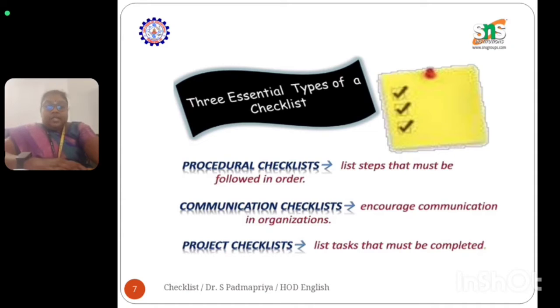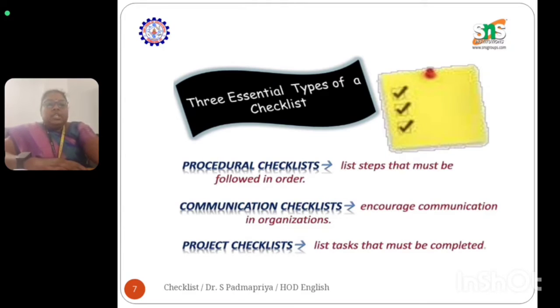Then there are three essential types of checklists that are available. One is the procedural checklist, the next one is the communication checklist, and the third one is the project checklist. The procedural checklist speaks about the list of steps that must be followed in order. So this is a step-by-step procedure where, when you complete a step, you will make a tick mark on that particular point which you have already done. So this is called the procedural checklist.